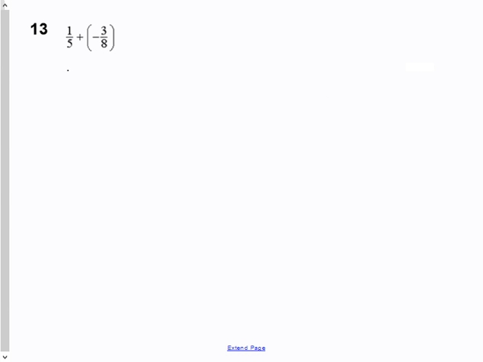Question 13, we get into operations of positive and negative fractions. So from grade 7 to grade 9, there's no difference. Just make sure if you have your negative symbol in front of the fraction, drop it in with your numerator. Find your common denominator, 40 is your lowest common denominator. Make your equivalent fractions.